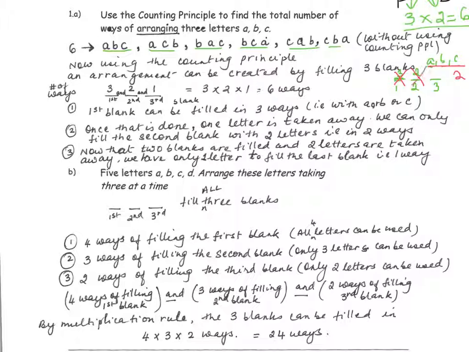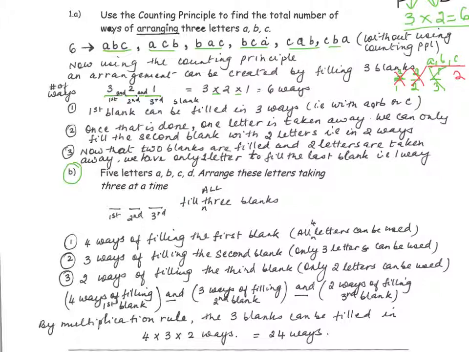Now, once we've filled the second blank, for the third blank we've already used two letters. What we are left with is just one letter, so we can only fill it in one way. Now, all three blanks are filled and our task is complete. So, how many ways can we fill all three blanks? The first blank can be filled in three ways, the second blank in two ways, and the third blank in one way. The total number of ways of filling the blanks is 3 times 2 times 1, which is equal to 6. How do we get the times? By using the fundamental principle of counting.